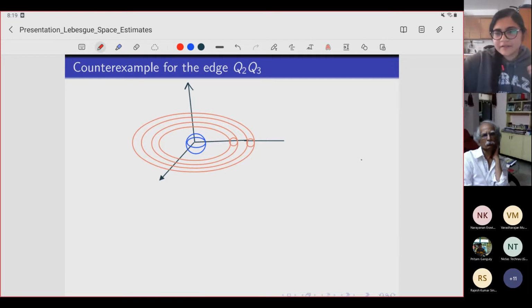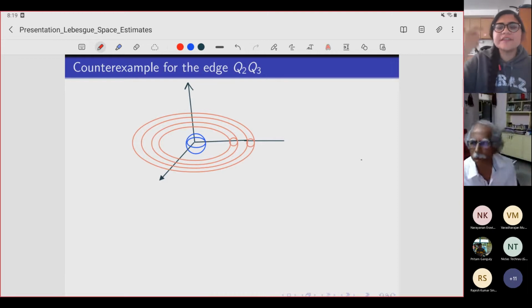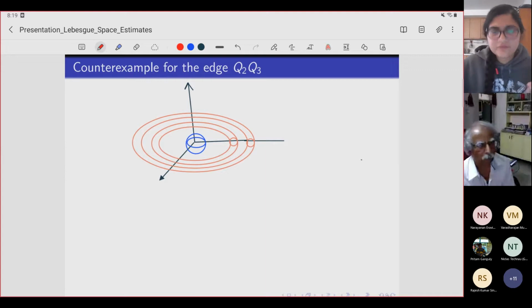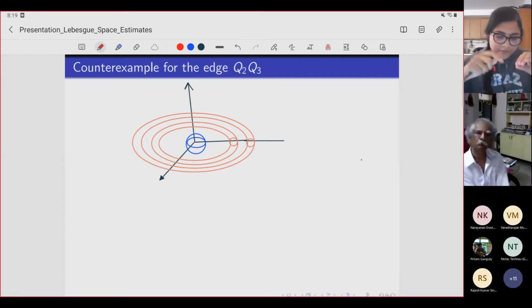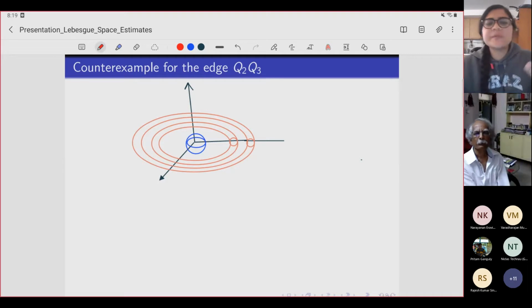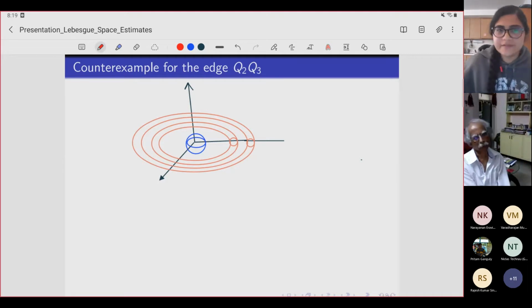So if I want to get a condition for my maximal operator, what I need to do is come up with a test function, and then test my operator on the test function on points lying in certain sets where the output would be large, and that would give me the best condition possible. So this is what I'm going to do now. So here, what would be my test function for Q2, Q3?